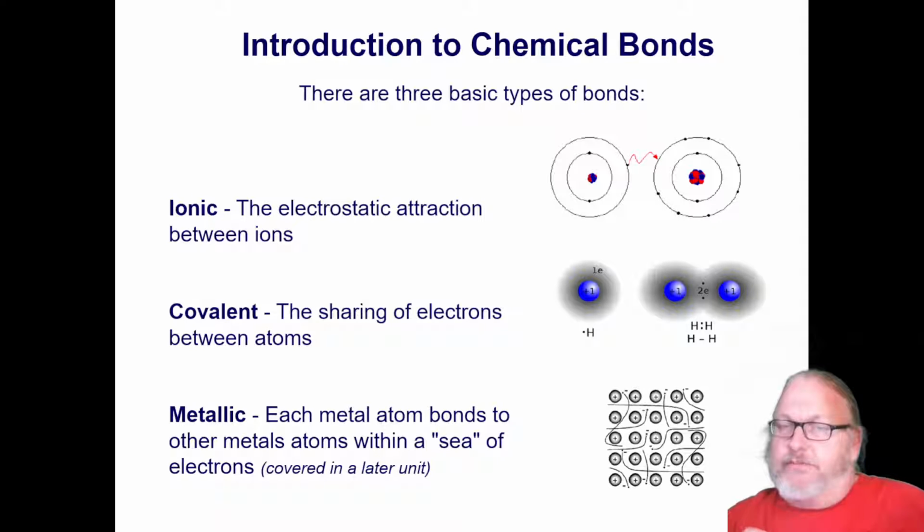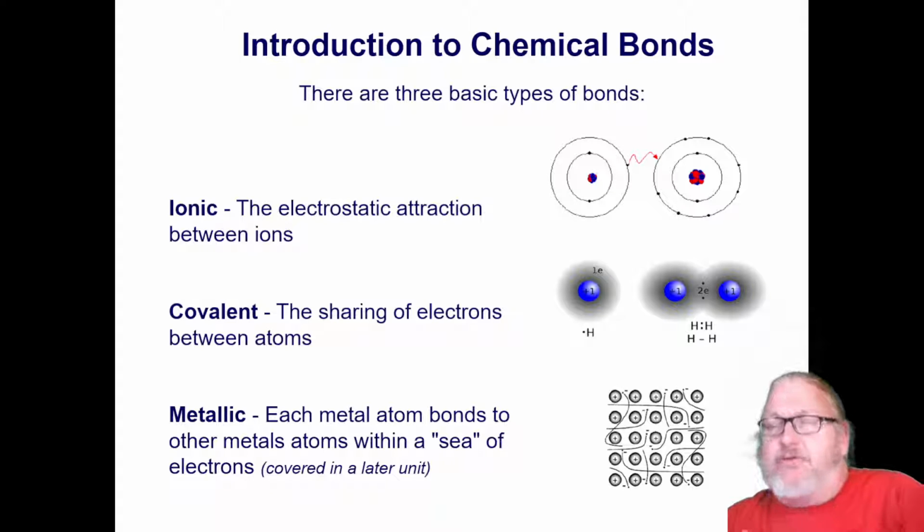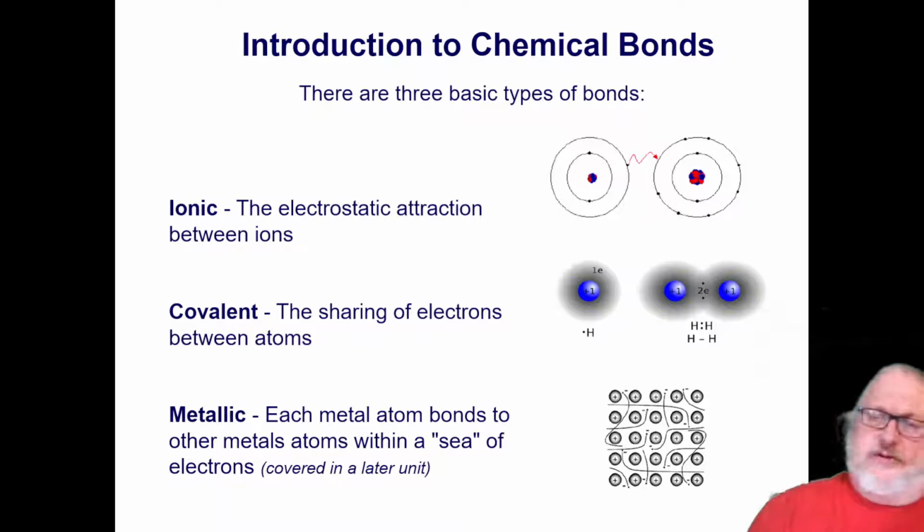The second one, which we're going to be studying in about 2 or 3 weeks, is the covalent bond, and that is the sharing of electrons between the atoms. Then a metallic bond, where each of those atoms bonds to another metal atom with a sea of electrons. There are a lot of electrons in metals, and we'll cover this in a later unit, of course.